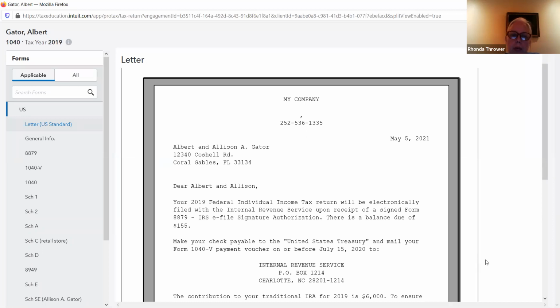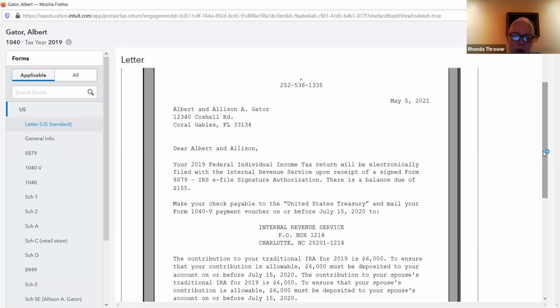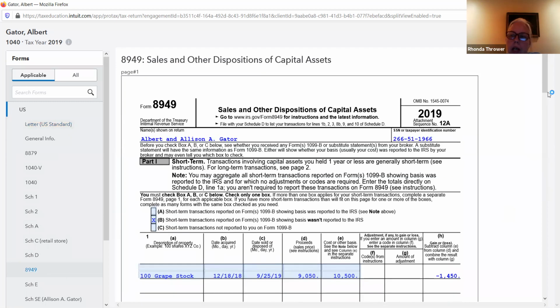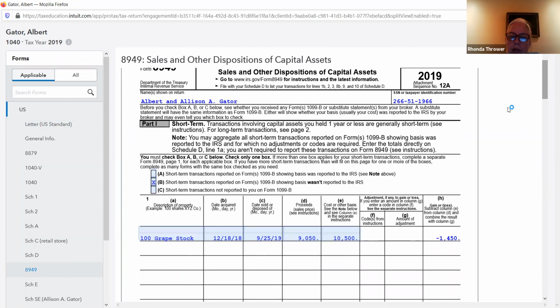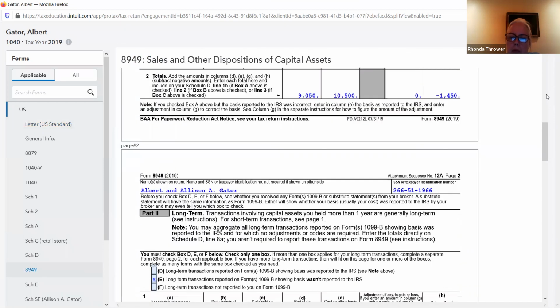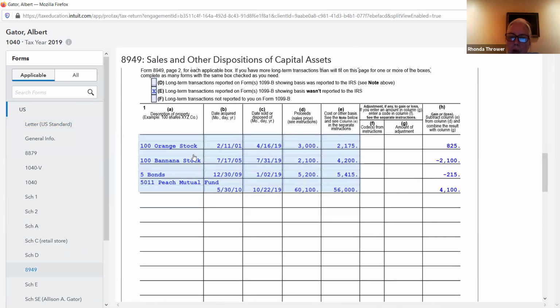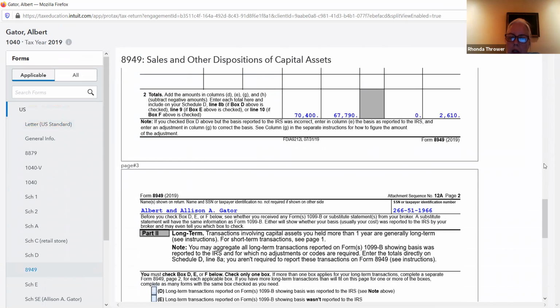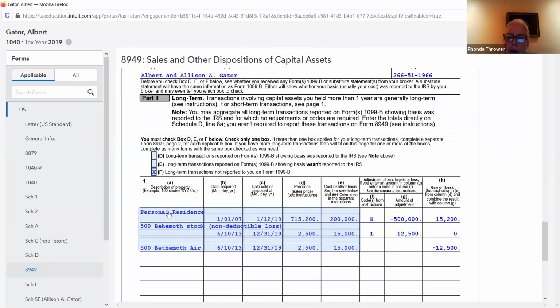Now you should be able to see the forms that were left off of the original video. I want you to go to form 8949, and I'm going to scroll through this. This transaction here was from another chapter, as were these transactions too, if you just scroll on down. The first transaction here is from another chapter.